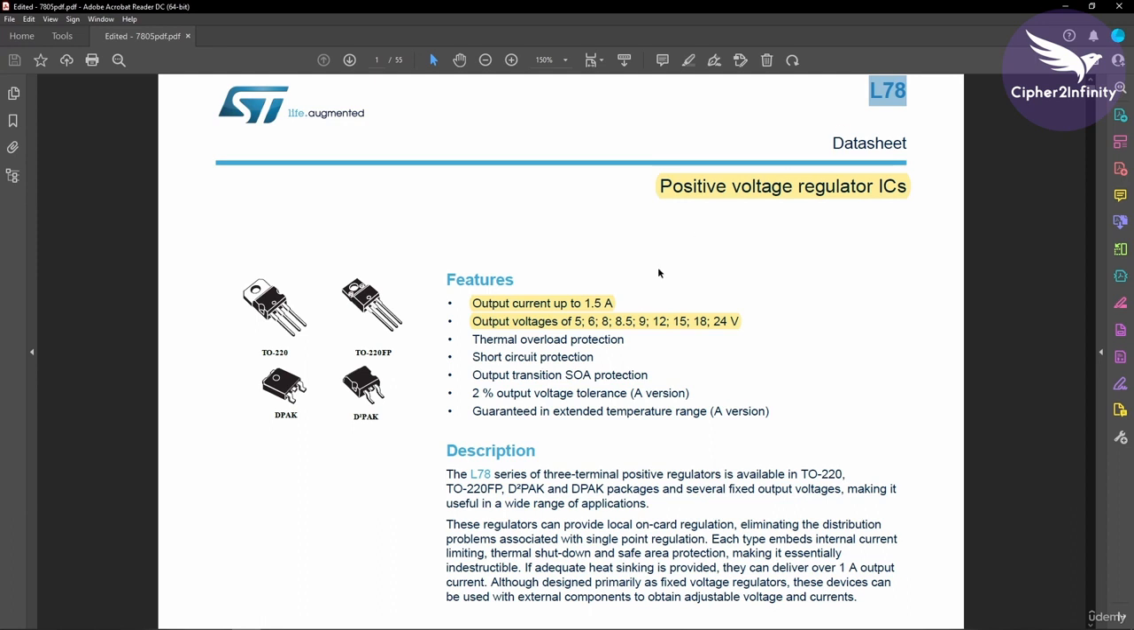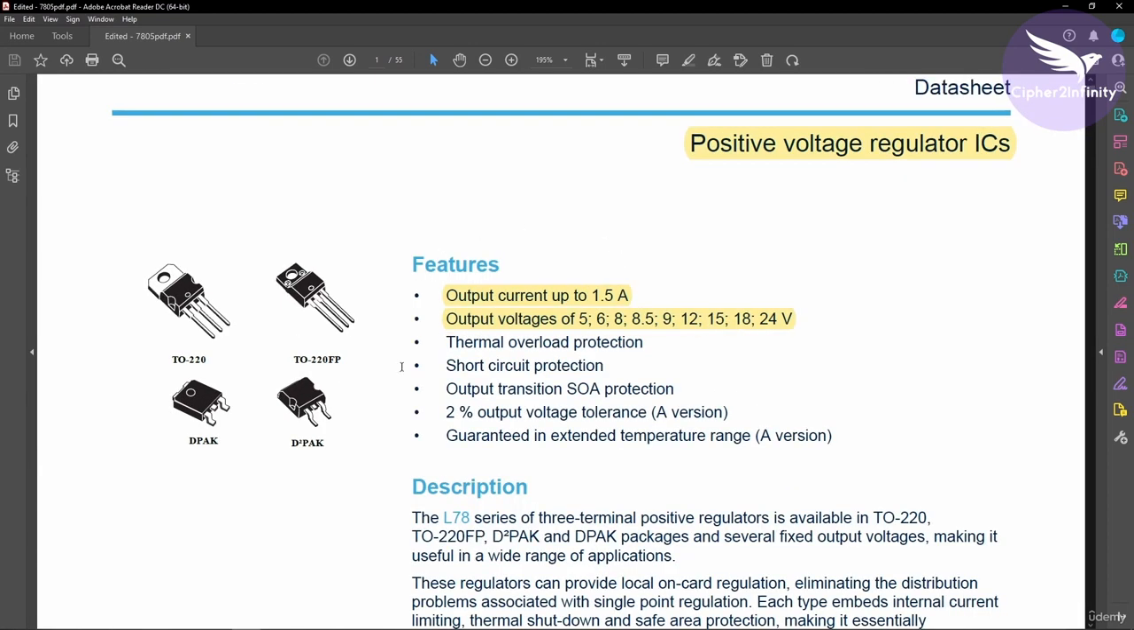If it is L7809, then it will generate 9 volt on the output side. And if it is L7824, then it's going to generate 24 volt on the output side. So that's basically the reason why we are using this particular IC.